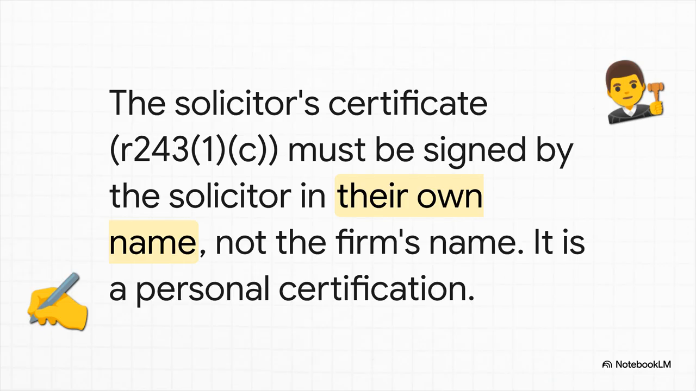Here's another one of those small details that can trip people up. That solicitor certificate from Rule 243 1c, that's a personal certification. The solicitor is putting their own professional integrity on the line. Because of that, the court registries expect the solicitor to sign it in their own name, not just with the law firm's stamp. It's a small thing, but getting the details right is everything.